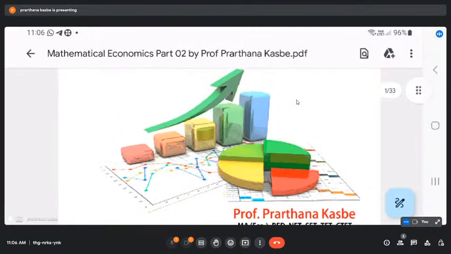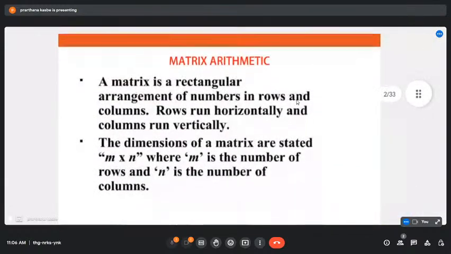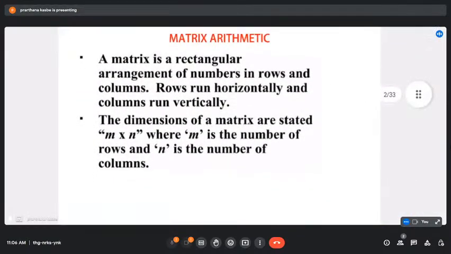Today we will discuss the mathematics of economics. So today's topic is matrix arithmetic. What is meant by the matrix and what is meant by the matrix arithmetic?